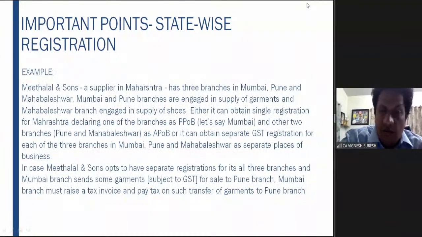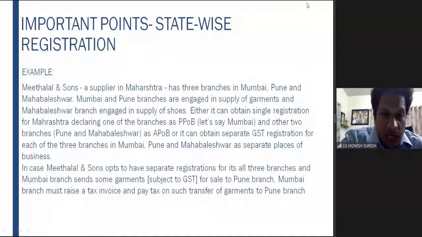He can show any of the branches as the principal place of business. PPOB means principal place of business, and the other two branches can be APOB, that is, additional place of business. Or instead, we can also obtain separate GST registration for each of the branches, right?